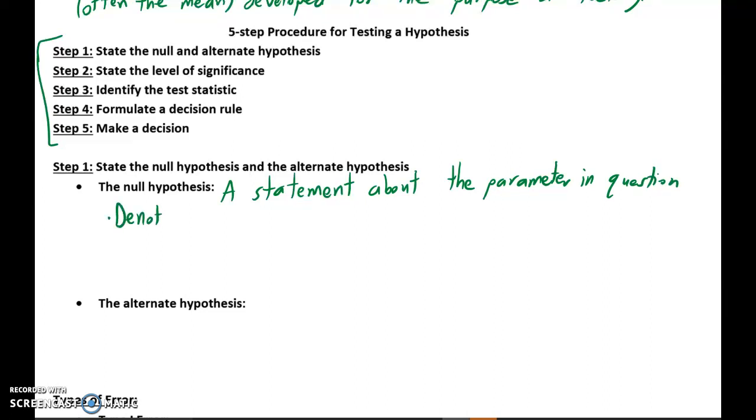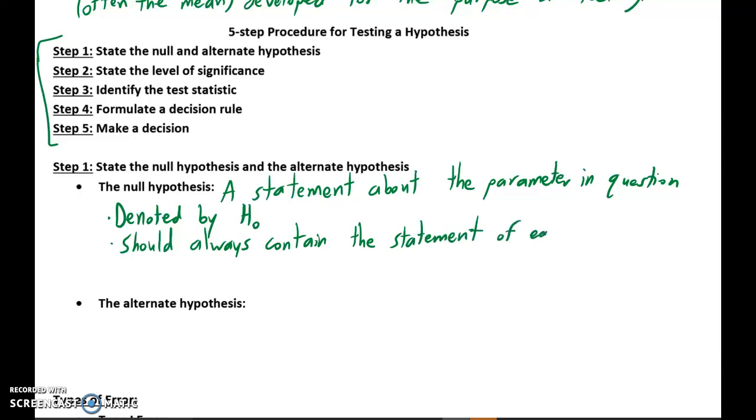We denote the null hypothesis by this symbol, H0, okay? That's actually read H naught, or H sub 0, however you want to look at it, but it's denoted by H0, okay? And it should always contain the statement of equality, AKA, it should have equal signs, okay? So p equals 0.5, okay? It'll never have an inequality. The null hypothesis will never have an inequality.